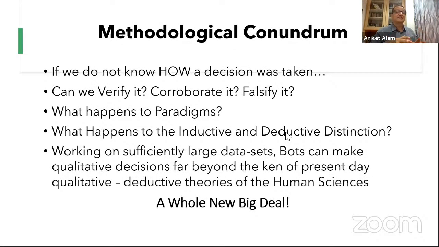And this is one of the big methodological conundrums that we are facing. If we do not know how a decision was taken, how do we verify it? How do we corroborate it? How do we falsify it? How do we engage with it? What happens to the idea of paradigms? I mean, even more, what happens to the idea of inductive and deductive distinctions?